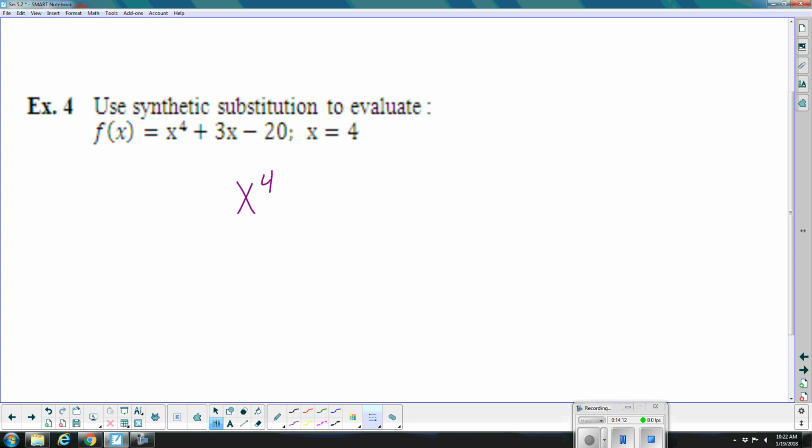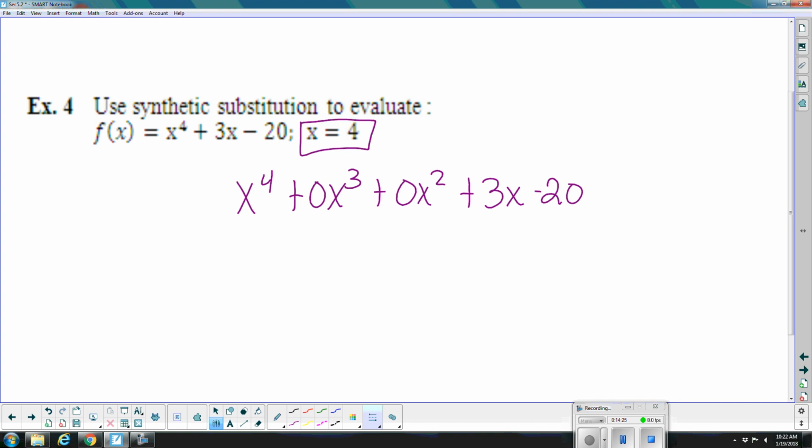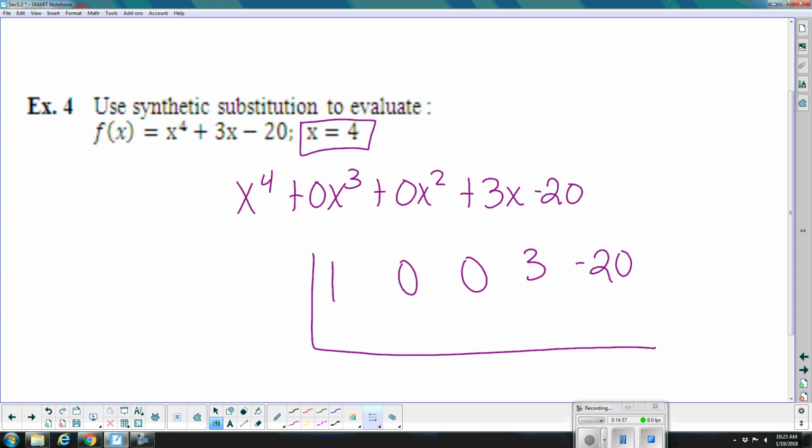So I've got x to the 4th plus 0x cubed plus 0x squared plus 3x minus 20. And I'm looking for when x is equal to 4. So I'm going to write all my coefficients, 1, 0, 0, 3, and my constant, -20. I'm going to draw a box around that. And I'm looking for when x is 4.